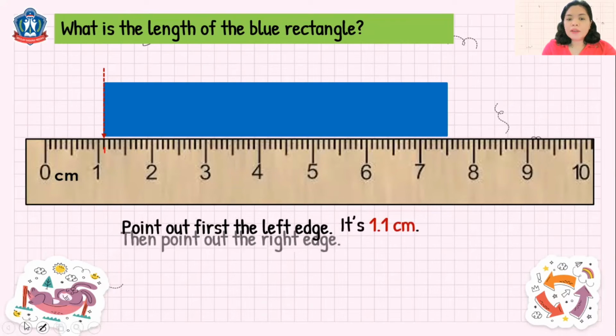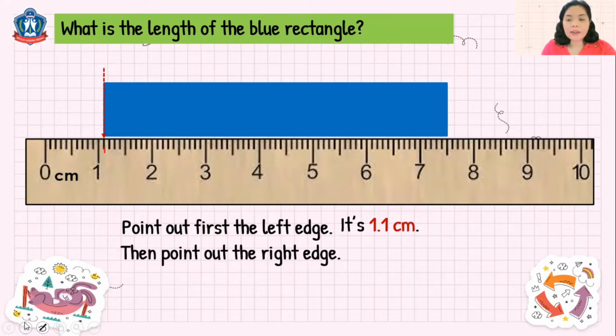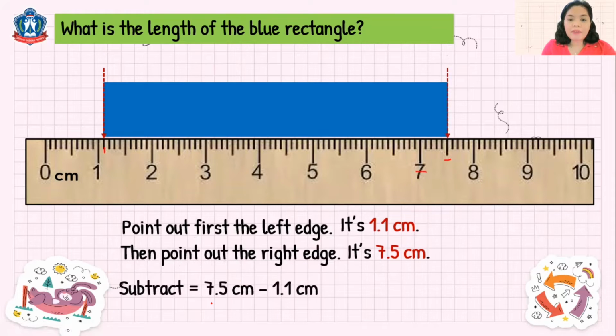Next, point out the right edge of this blue rectangle. And this is 7.5, so 7 centimeters, 5 millimeters. After that, children, let's subtract. Subtract the right edge minus the left edge. And that is 7.5 minus 1.1 centimeters, and that is 6.4. Therefore, the measurement of this blue rectangle is 6.4 centimeters. So that is the step on how to measure this kind of object that is in the middle of the ruler, and it does not start from 0.